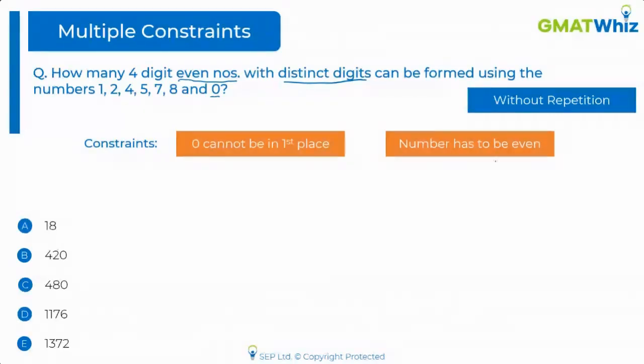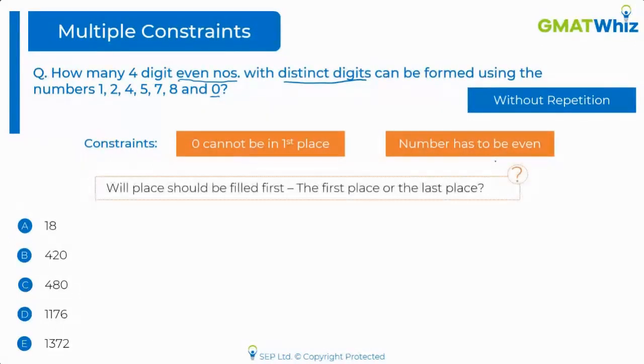So there are two constraints. So obviously some of you might be thinking about this. Which place should be filled first? My bad for the typos. I meant to write which, somehow I wrote will. Which place should be filled first? Because we know there is a constraint on the first place and there is a constraint on the last place as well. Okay. Now, which place should we fill first?